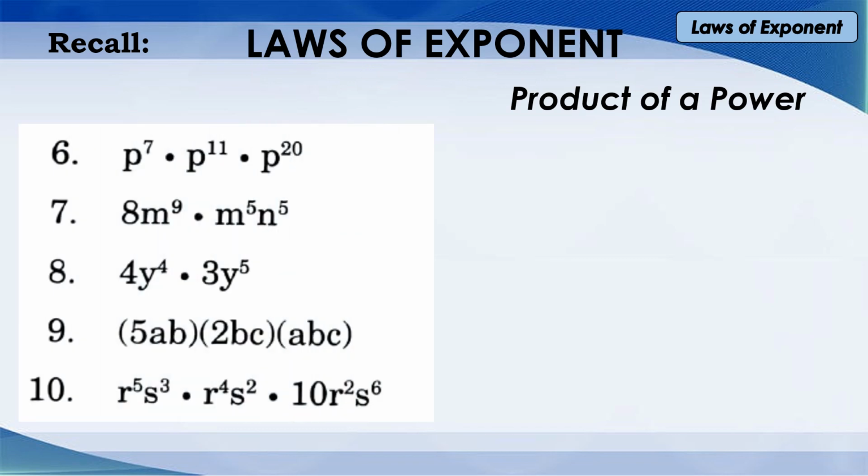Next example. We go down to number 6 to number 10. It's still the same, we're still on product of a power. P raised to 7, P raised to 11 times P raised to 20. We have 7 plus 11 is 18, plus 20 is 38. So we have P raised to 38.